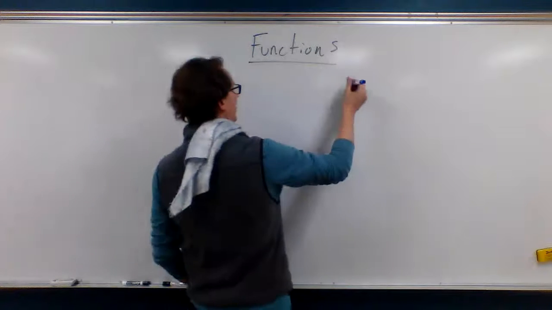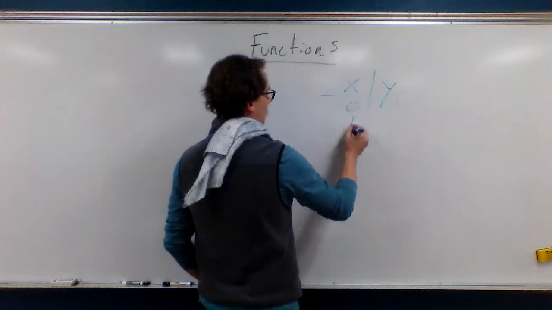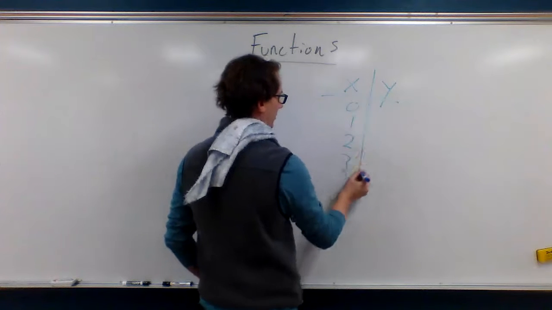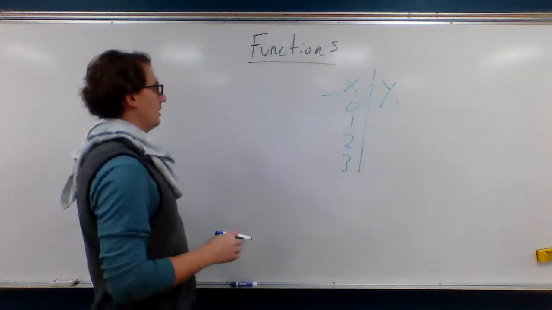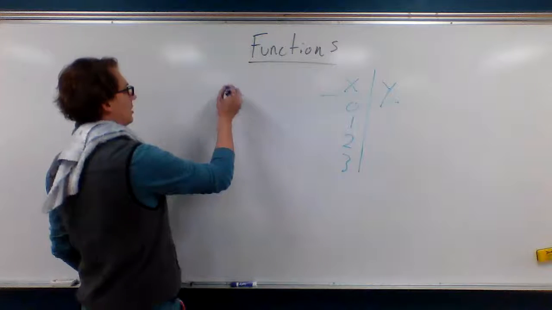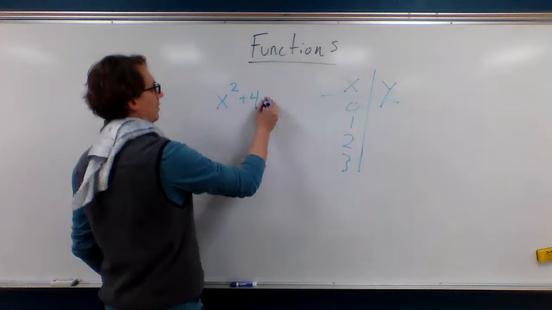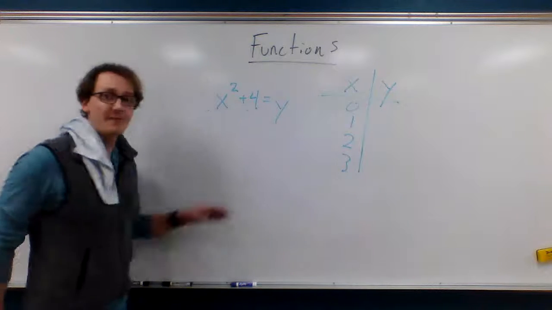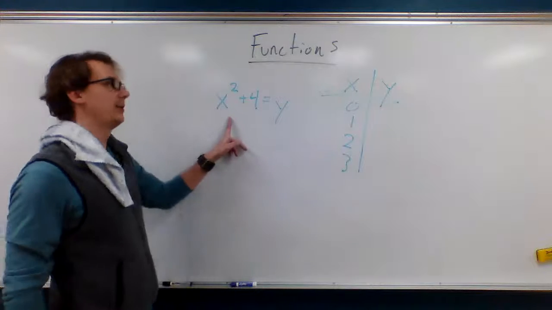For the sake of brevity here, I'm only going to go to 3, just because then you have to listen to me on the whiteboard for a shorter amount of time. Let's go with x squared plus 4 equals y. Again, we've got my variables on both sides, but this time I've got this x squared, and that's where things get a little bit funny.